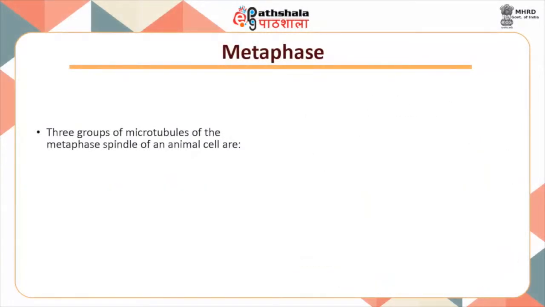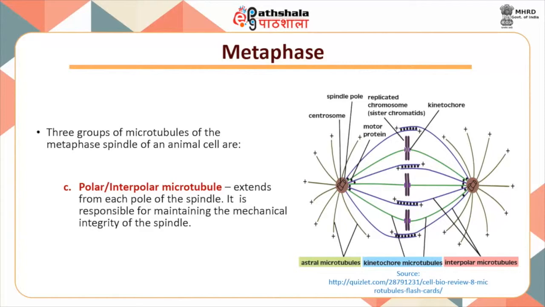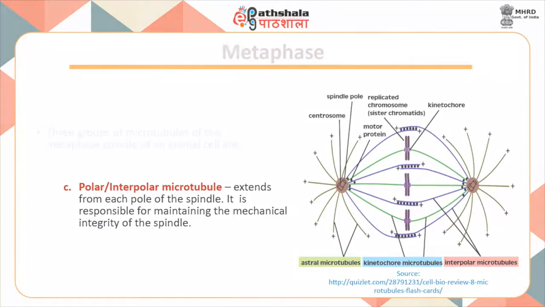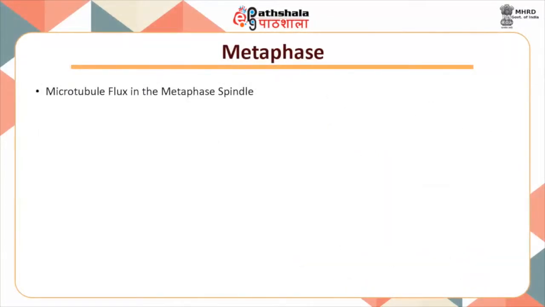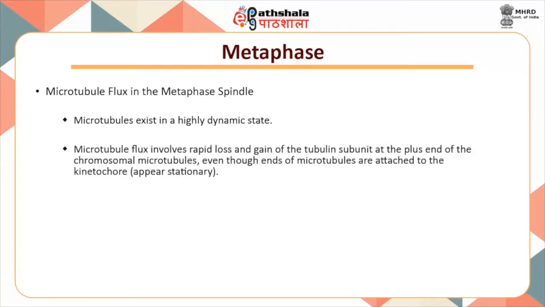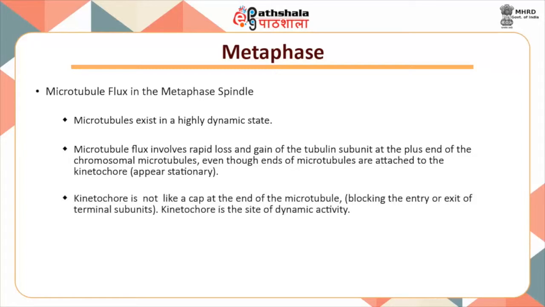The third type of microtubules is the polar microtubules, also called interpolar microtubules, which maintain the mechanical integrity of the spindle. Even though the microtubules appear stationary at this stage, injection of fluorescently labeled tubulin subunits indicates that the components of the spindles are in a dynamic state of flux. Subunits are incorporated preferentially at the kinetochore of chromosomal microtubules and the equatorial ends of the polar microtubules, and are lost preferentially from the minus end of the microtubules in the region of the poles.